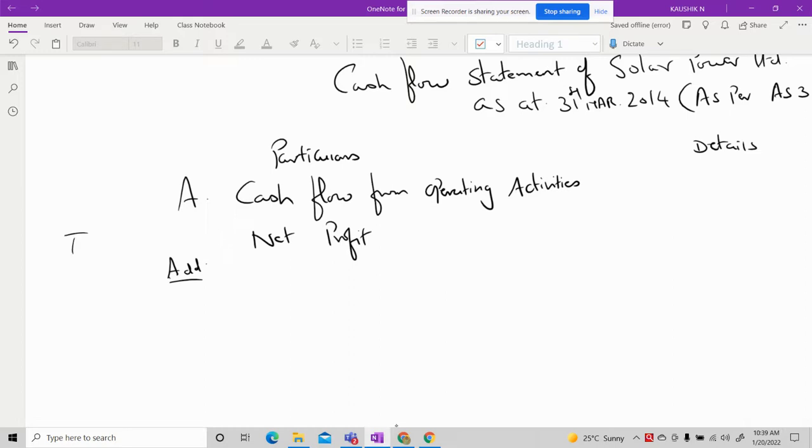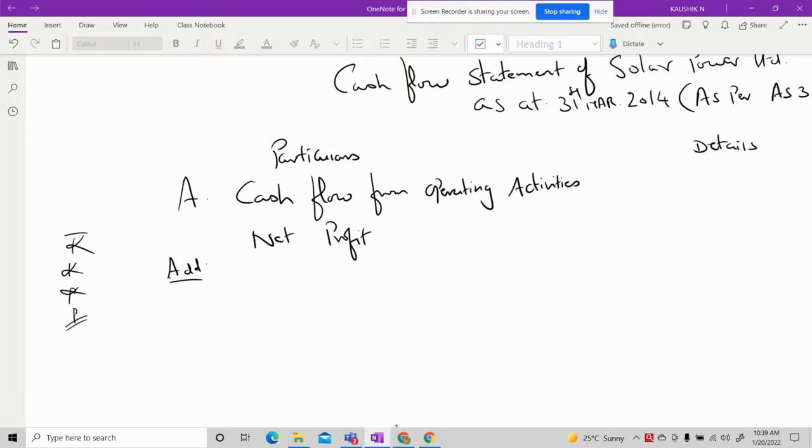The shortcut I made you to understand, TIPP. You don't have transfer to general reserve in this case, so leave it out. Interim dividend you don't have, leave it. Proposed dividend you don't have, so leave it. So here you have provision, right? That you have to take into account. Short term provision for the current year has to be taken into account.